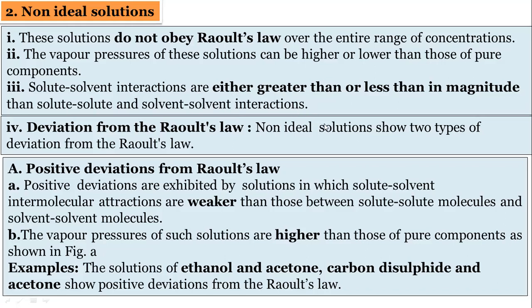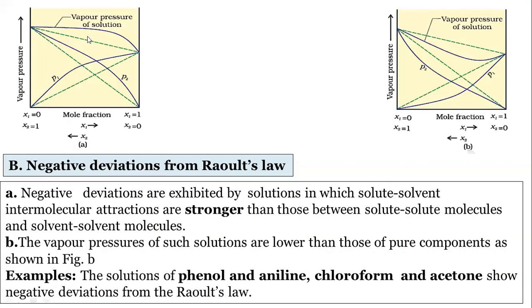There are two deviations from Raoult's law. A non-ideal solution shows two types of deviations from Raoult's law: one is positive deviation and one is negative deviation. We can see this in the graph also. I will explain. This graph is a positive deviation and this graph is a negative deviation. It is nothing but the graph of vapor pressure and mole fraction again. These graphs are similar to the Raoult's law graphs.